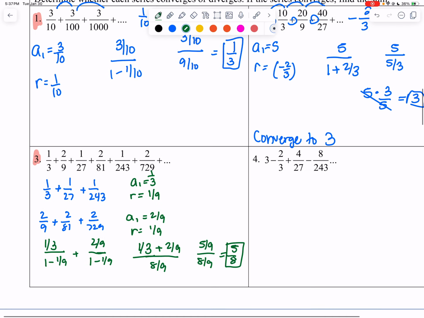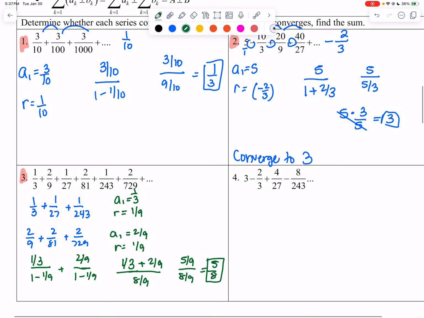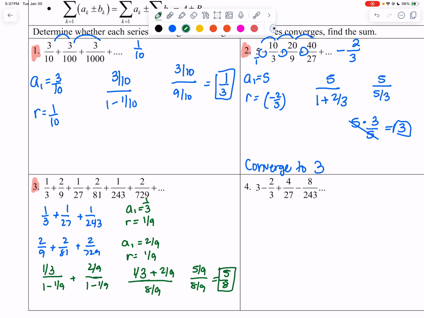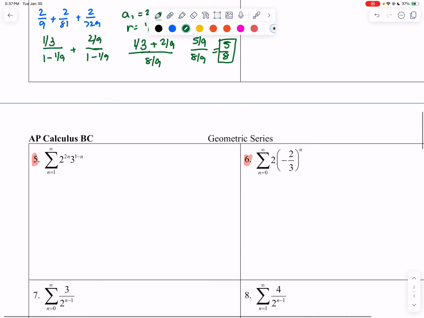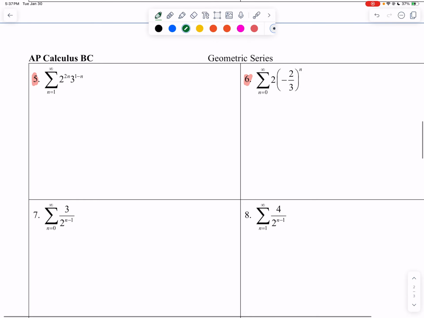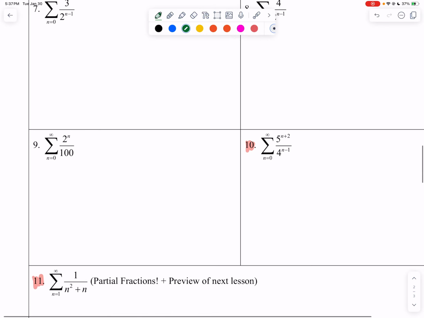Now these examples right here where we had to find the common ratio and find the first term, you'll probably see a couple of these, but most likely you'll see it in summation notation, and you'll see it in a more complicated way-ish in terms of how they are seen.